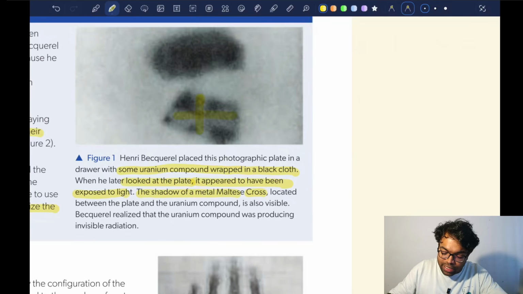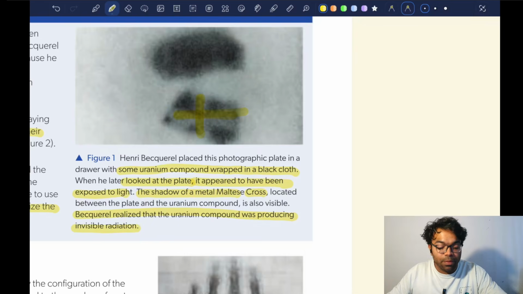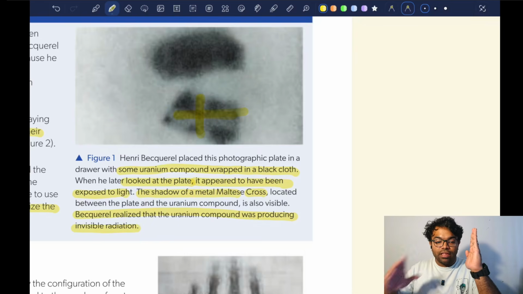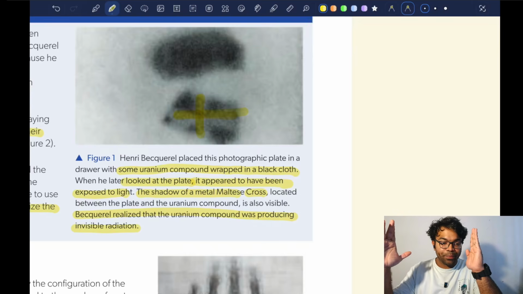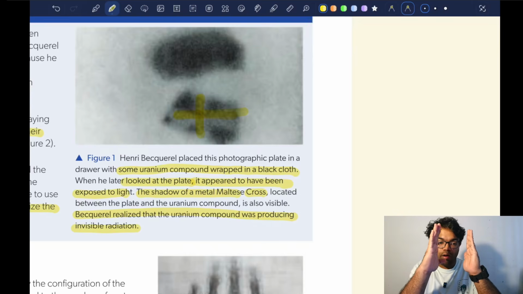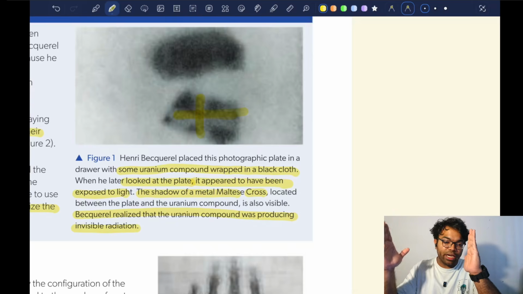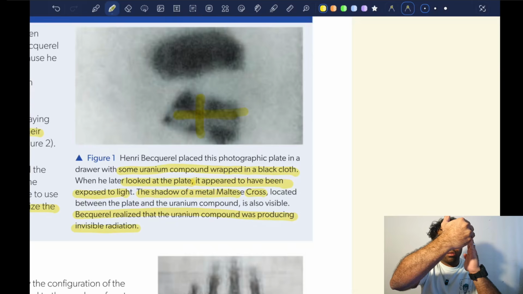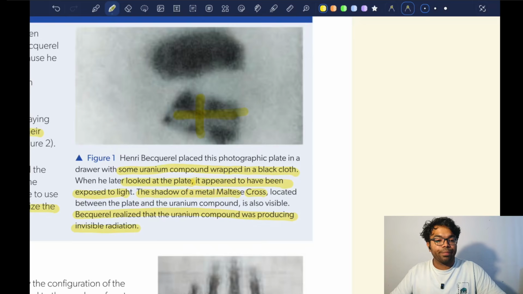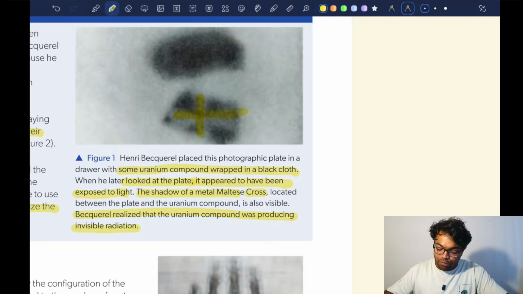Look at this cross that you can see here, right? There's a cross observed here, located between the plate and the uranium compound. It is also visible. Becquerel realized that the uranium compound was producing this invisible radiation. So there was uranium here, a cross here, and a plate here. The cross was blocking some amount of radiation coming from uranium, and the area not blocked by the cross was shown here. Yes, it was the uranium that was affecting it.